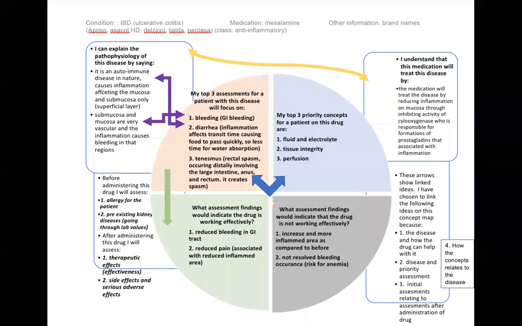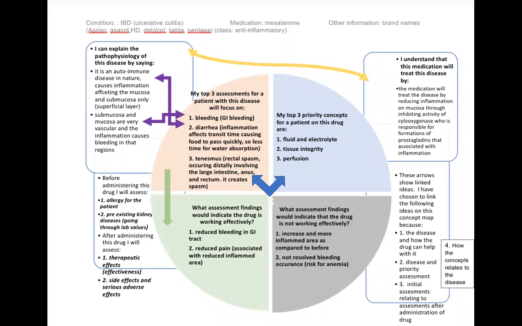My top three assessments for a patient with this disease will focus on bleeding, because the inflammation causes bleeding that can be seen in stool, so observation of stool color, and also keeping in mind that the patient is at risk for anemia. The second one would be diarrhea. Inflammation affecting GI absorption reduces the time for water to get absorbed, leading to liquidy stool. So I will assess for amount and type of the output. Also, the inflammation puts the patient at risk for megacolon, and severe diarrhea puts the patient at risk for dehydration.